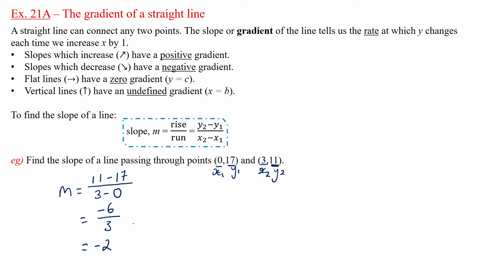What that means is that every time I move across my x-axis to the right by 1, the y point will drop down by 2 every time, so it's decreasing. With a negative gradient, your line will look like this: it will go down the page from left to right. And that's all there is to it, guys.